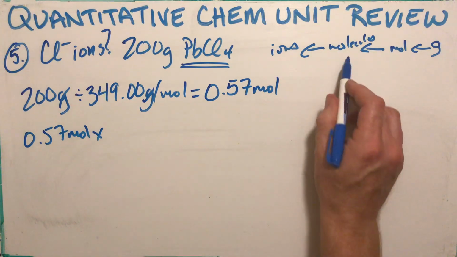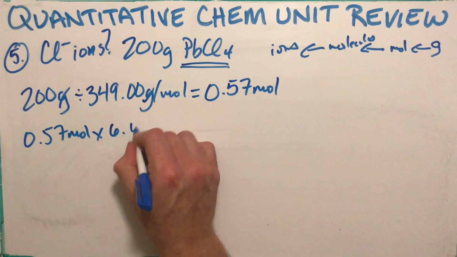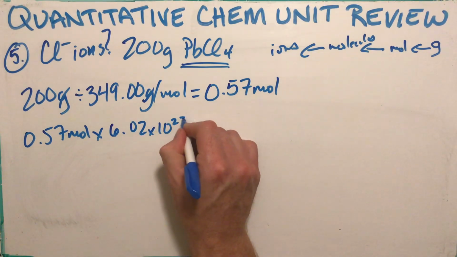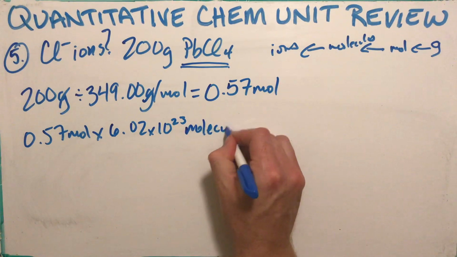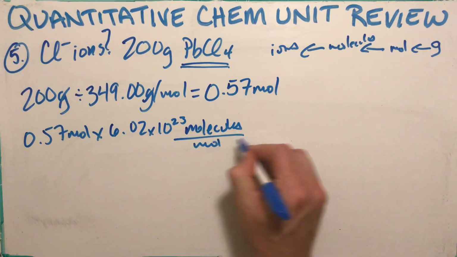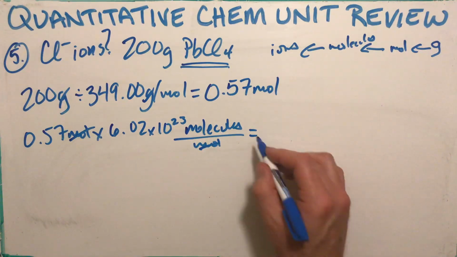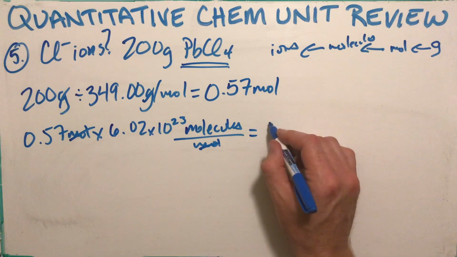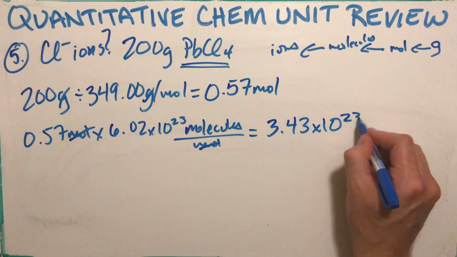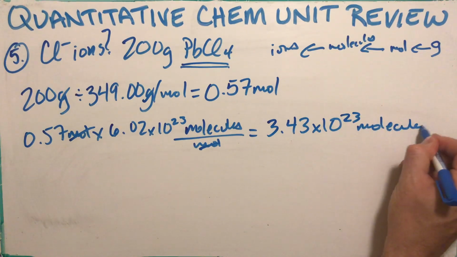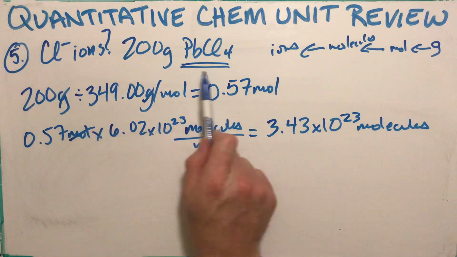I then take that 0.57 moles. I'm at moles now, and I've got to get molecules. So, multiply it by Avogadro's number, 6.02 times 10 to the 23 molecules per mole. Moles will cancel out top and bottom when I multiply. That'll leave me with molecules. And it's 3.43 times 10 to the 23rd molecules. Still not there.